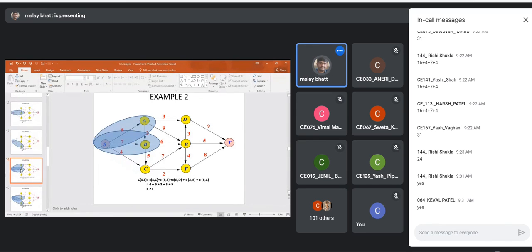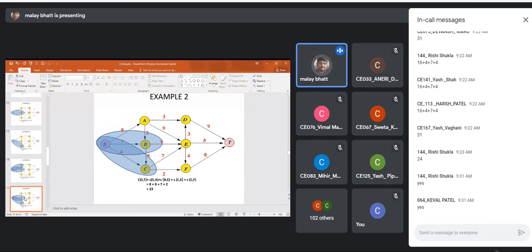Similarly, we can consider another cut S, A and B, 3 nodes together. So the outgoing arrow from S is to C, only 4. Then from A, it is 3 and 9. From B, it is 6 and 5. Is it clear? From S, it is only 1, 4. From B, it is B to E and B to C, so it is 6 and 5. And from A, it is 3 and 9. Yeah? So we are getting 27.